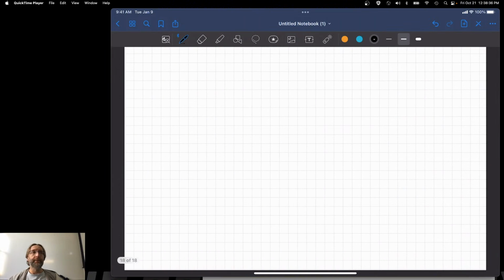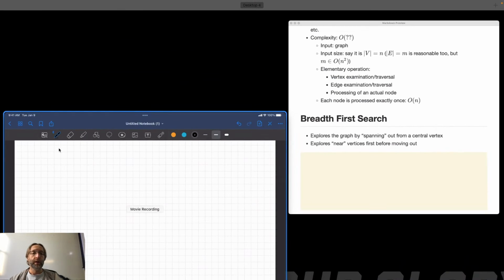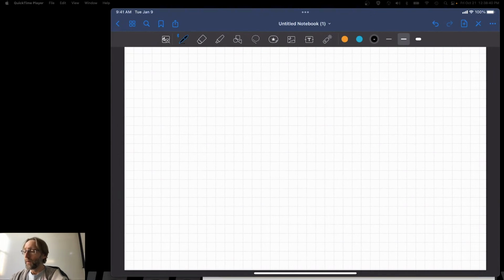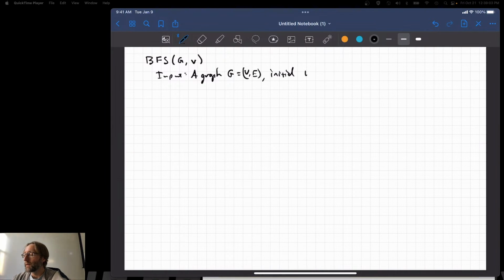So this suggests that we have very, very simple code for BFS. Let's go ahead and write it out. BFS of, say, G and V. The input here is an undirected graph, G equals V comma E, and an initial vertex V, okay? Now, why do I have an initial vertex here?